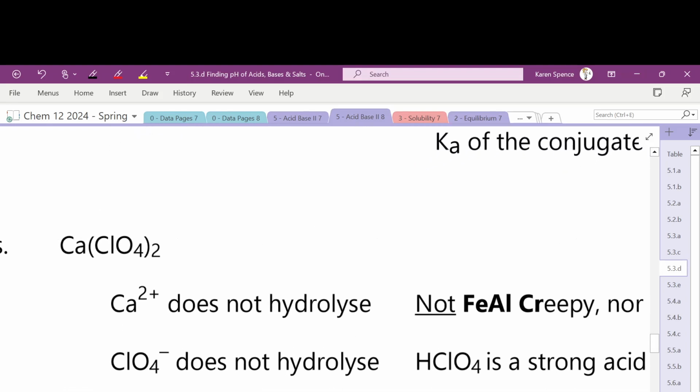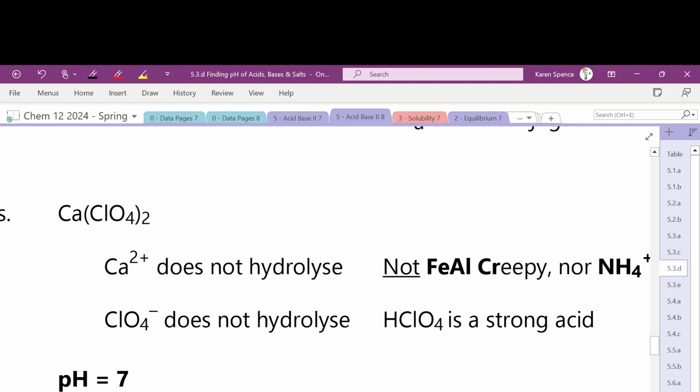And CaClO4, if there's no hydrolysis, it's just really easy. It's just going to be pH 7. There's no work to do. You don't have to show anything. You just say no hydrolysis, neutral pH.